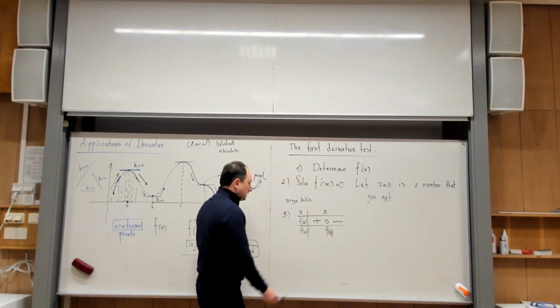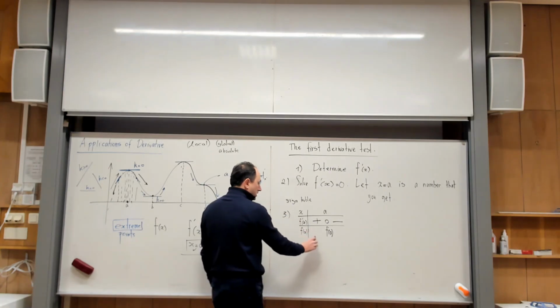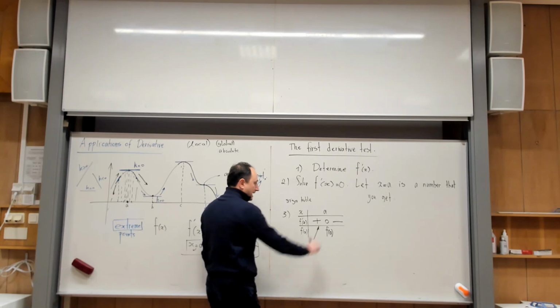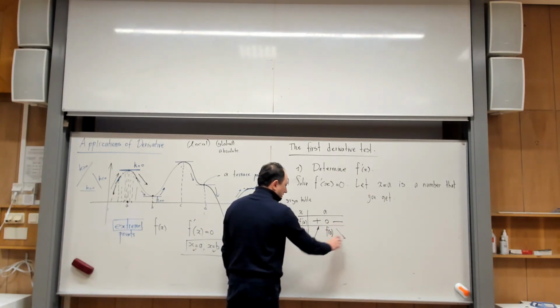So what does it mean? It means that in this part, before a, the function is going up. This is the way that we show the function is increasing. And the derivative at this part is negative. Here the function is decreasing.